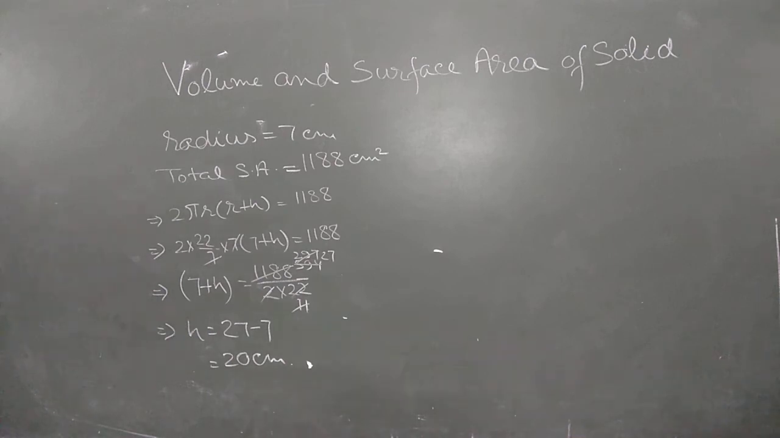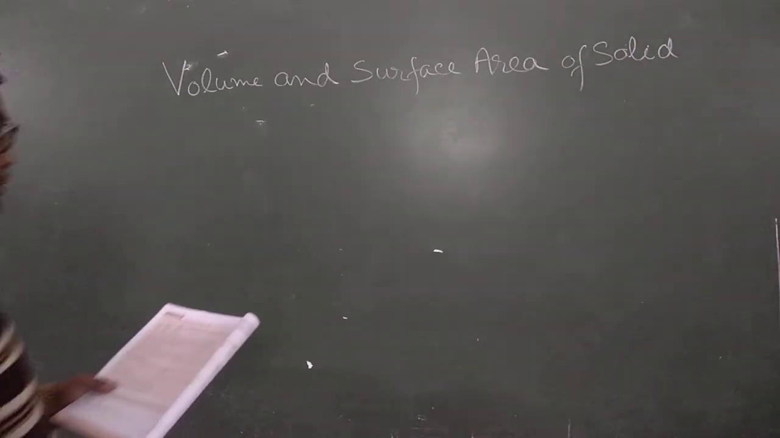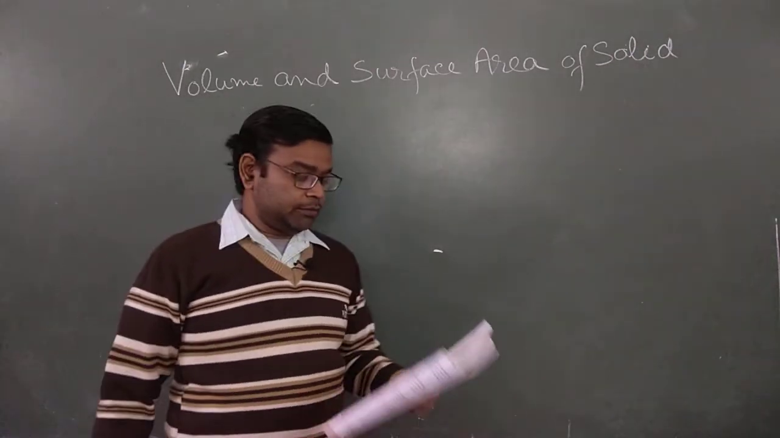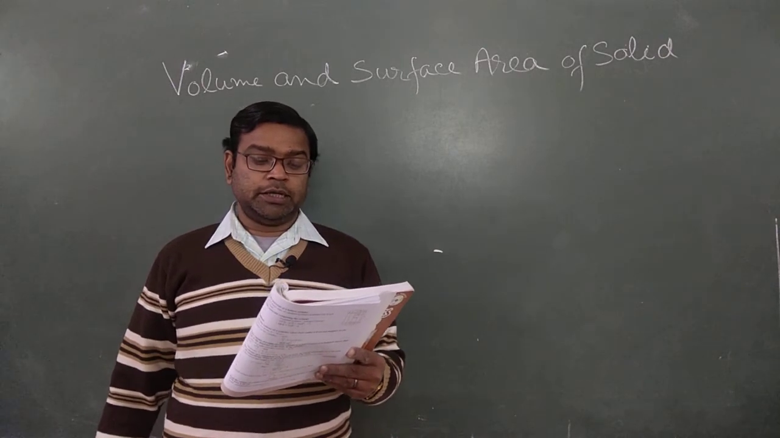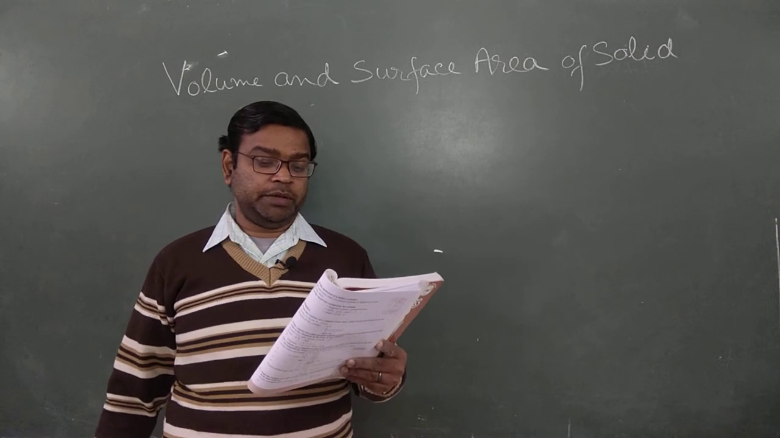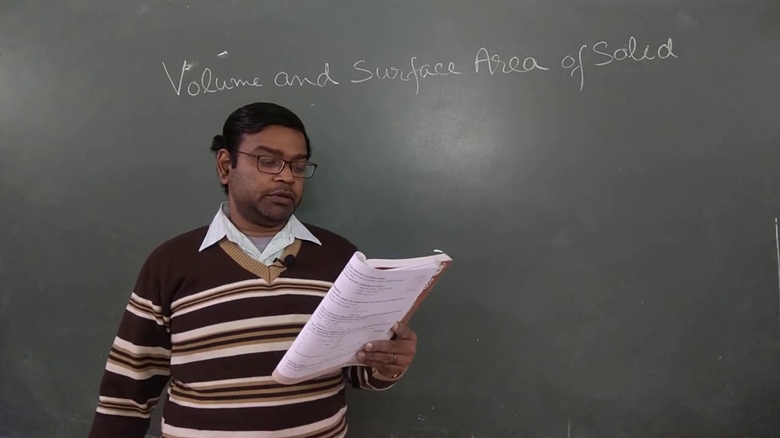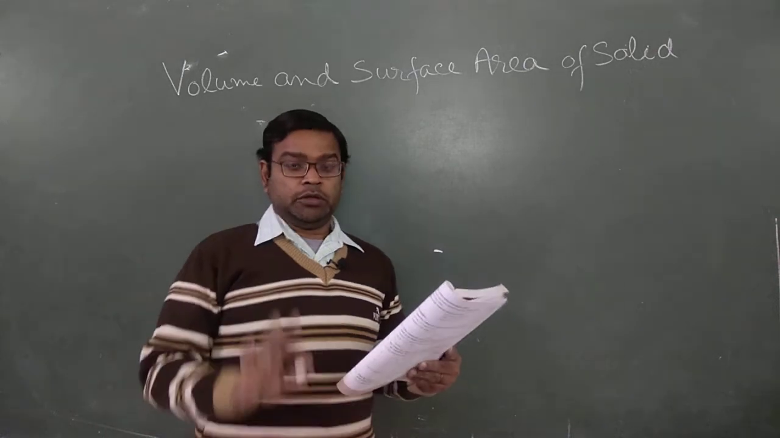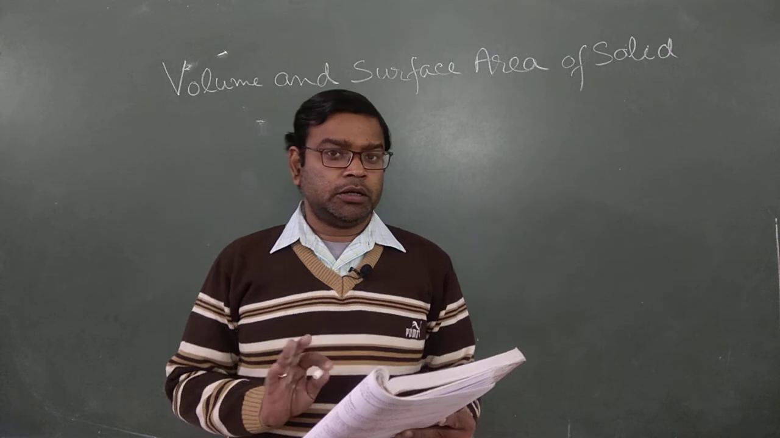Okay, move to the next question. Now in this question, it is given to you: 4 times the area of the curved surface of a cylinder is equal to 6 times the sum of the areas of its bases. If its height is 14 centimeter, find the curved surface area. So this question is a very confusing one. So need not confuse.